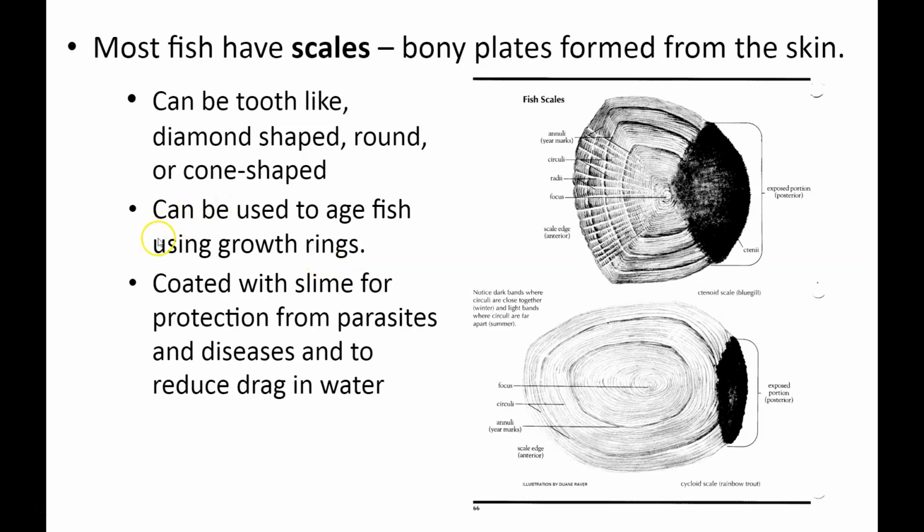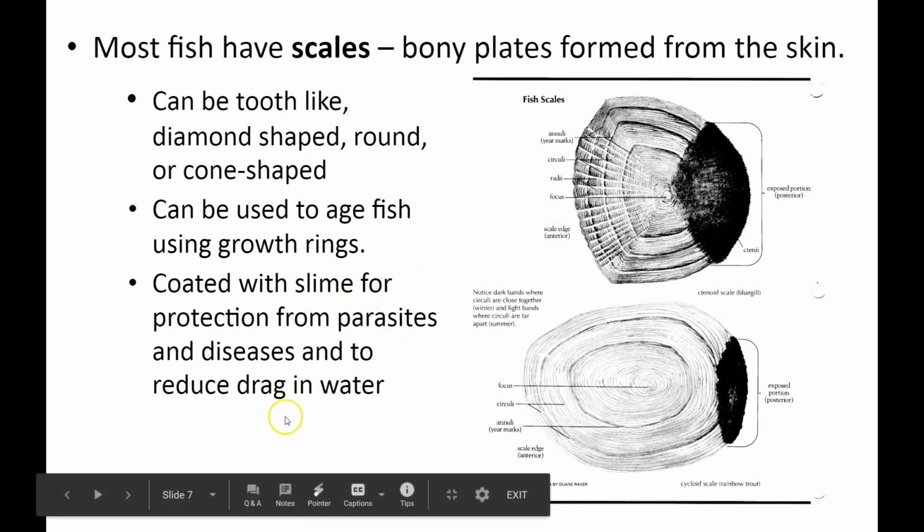So the scales are there as a protective coating. Also helps you age the fish. We talked about thinking of it like growth rings on a tree. However many rings the tree has is about how old it is.